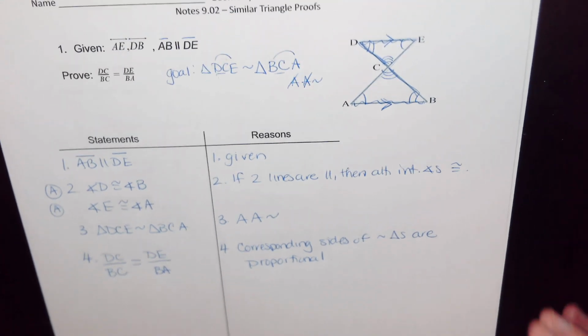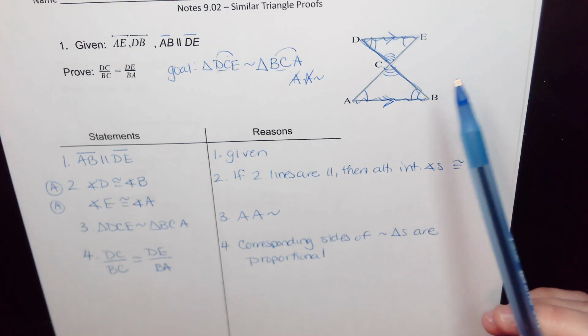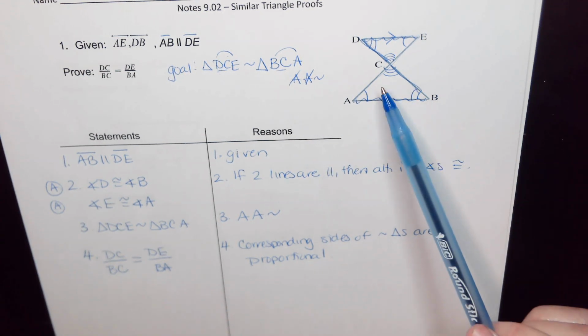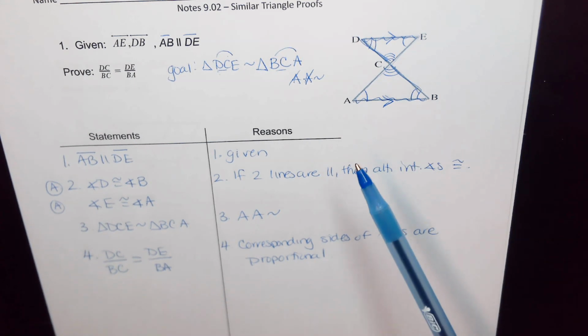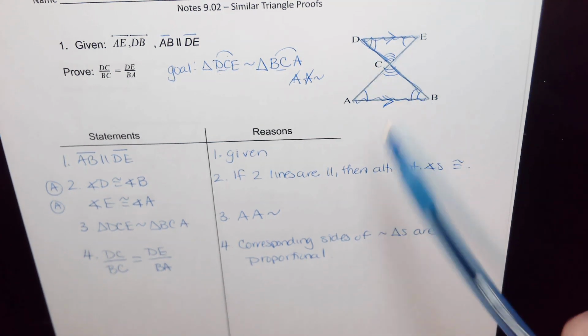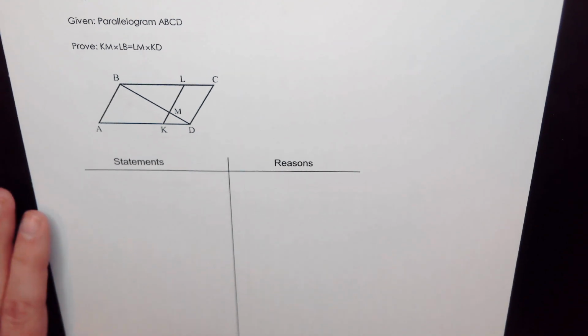Quick refresher here, to get triangles similar, we have three different ways. One of them is angle-angle. The other is side-angle-side, which means two pairs of the sides are proportional and an included angle is congruent. And then the last way is side-side-side similarity, which is when you get all three pairs of sides proportional to each other.